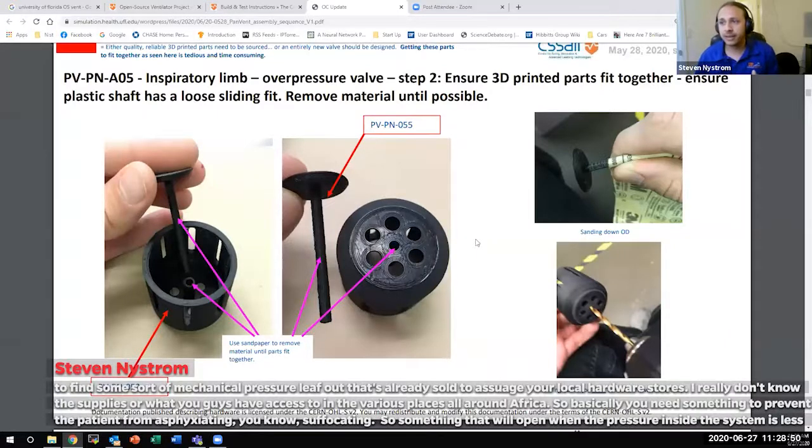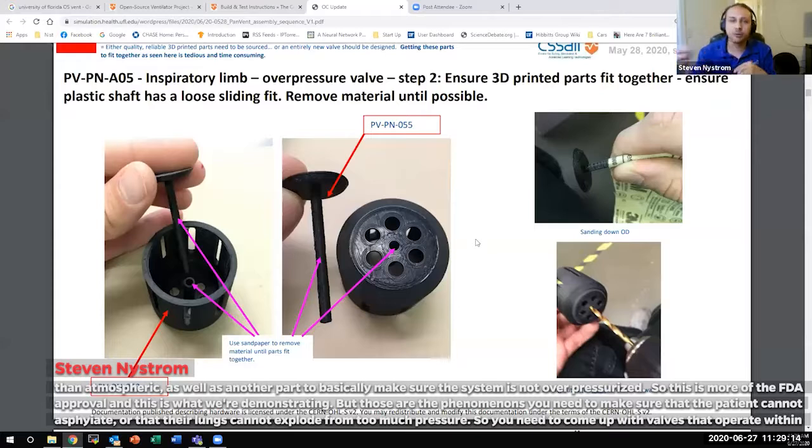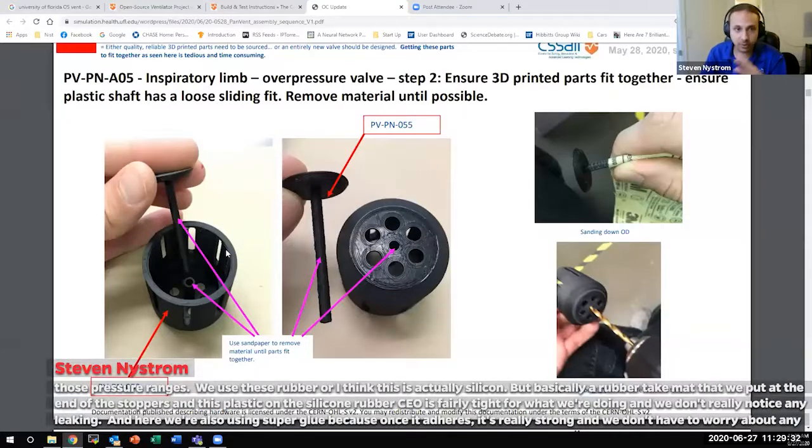If you do not have access to a 3D printer, what you can do is try to find some sort of mechanical pressure relief valve that's already sold at Swagelok or your local hardware stores. I really don't know the supplies or what you guys have access to in the various places all around Africa. So basically you need something to prevent the patient from asphyxiating, you know, suffocating. So something that will open when the pressure inside the system is less than atmospheric, as well as another part to make sure the system does not overpressurize. So this is more the FDA approval, and this is what we're demonstrating, but those are the phenomena you need to make sure the patient cannot asphyxiate, or that their lungs cannot explode from too much pressure. So you need to come up with valves that operate within those pressure ranges.